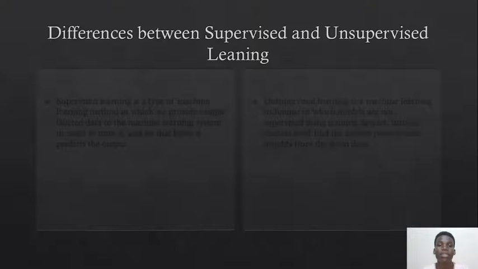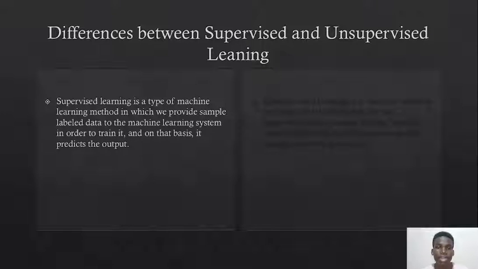So in the next slide, you're going to see the differences between supervised and unsupervised learning as used in artificial intelligence and machine learning. Supervised learning is a type of machine learning method in which we provide sample labeled data to the machine learning system in order to train it, and on that basis, it predicts the output. So in the supervised way, we get labeled data and give it to the machine such that it adapts and trains on what it is going to be doing.